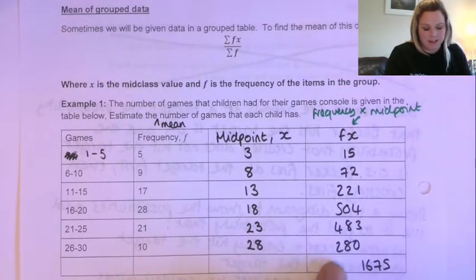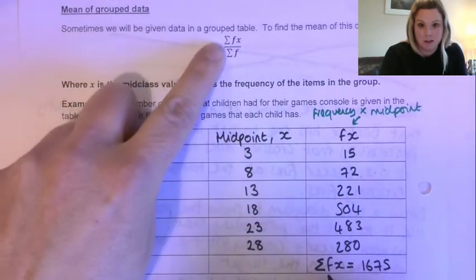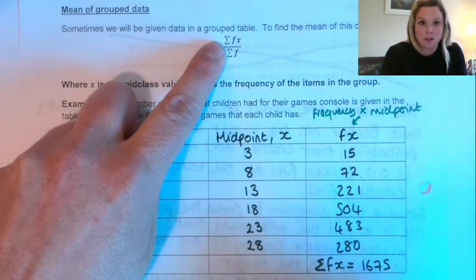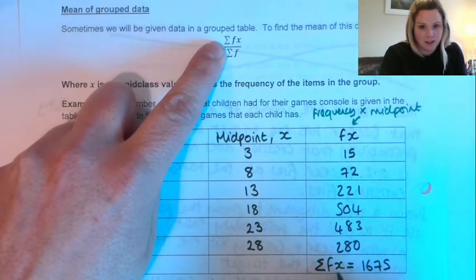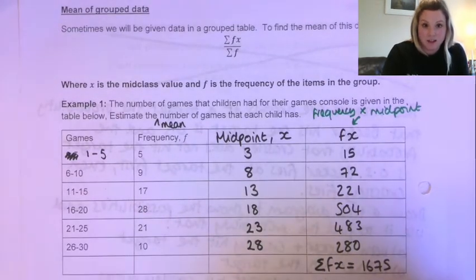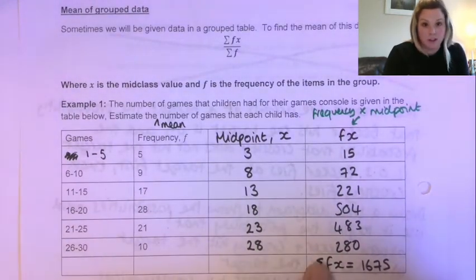Now the way that we label this looks really fancy, right? Sigma fx. So this wee symbol here is this wee symbol up here, and it just means total of or sum of. So sigma fx means the total of the fx column, and in this case that's talking about the total number of games all together in this situation. So the total of the games is 1675.